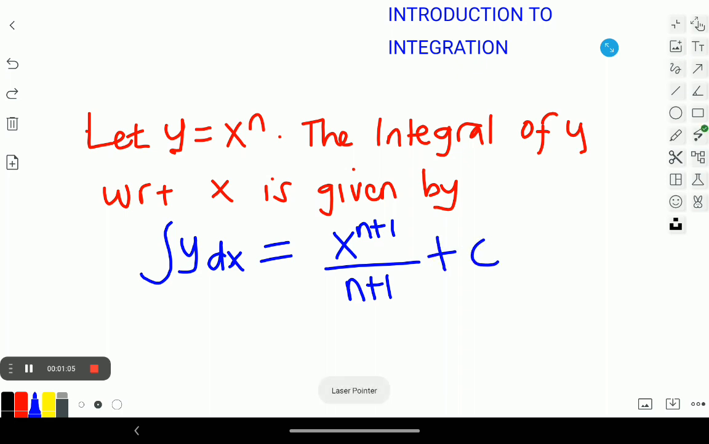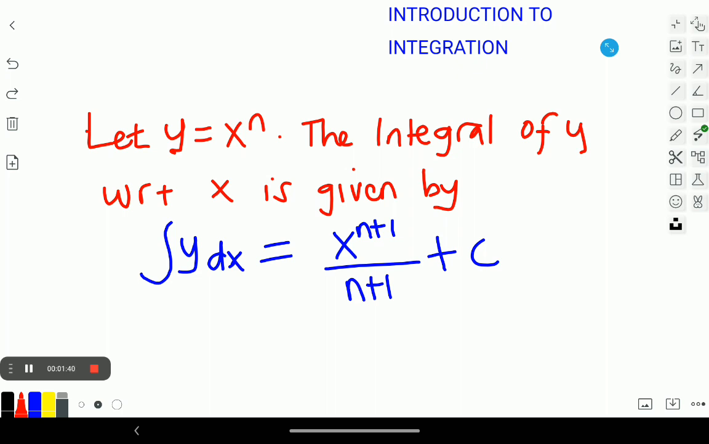At that point we see that the integral sign is that one, and y. Then when we say with respect to x, we mean dx, and the power raised has become n plus 1, and then divided by n plus 1, plus constant c. Now in the next step, let us see how we can get this formula, or where it came from.